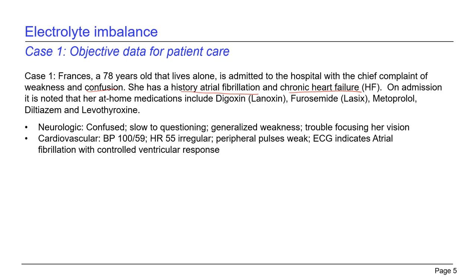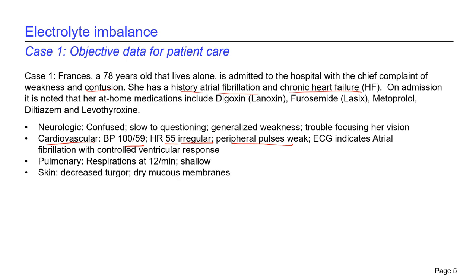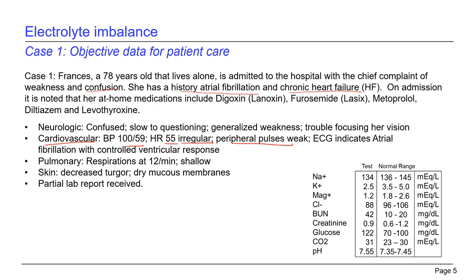She also has some cardiovascular findings here: a blood pressure of 100/59, a heart rate of 55, which is irregular, and weak peripheral pulses, and the EKG, of course, as we know, indicates atrial fibrillation with controlled ventricular response. Pulmonary respirations are 12 per minute, which is considered shallow, and the skin shows decreased turgor with dry mucous membranes. We did receive a partial lab report for this patient, and that is shown here.